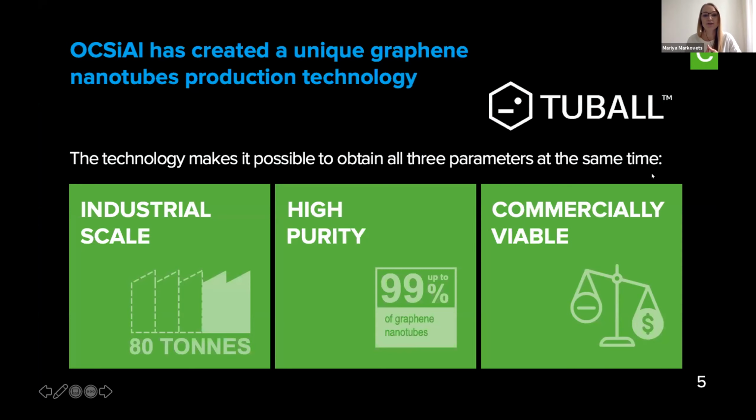OCSiAl company has created a unique graphene nanotubes technology and became a leader of the market with its product Tuball graphene nanotubes. The technology permits to manufacture commercially viable product of high purity in industrial scale. The current production capacity is 80 tons, and we are still aiming to scale it up in the coming years.